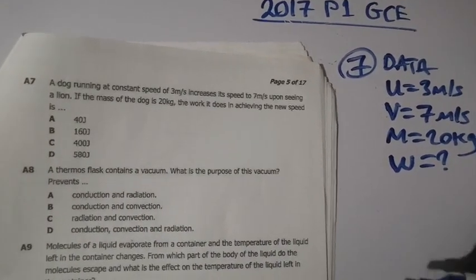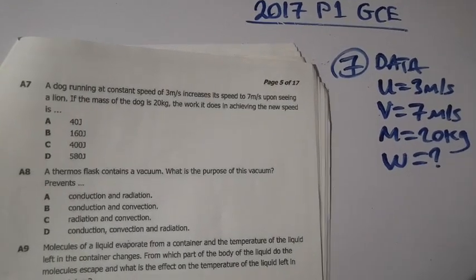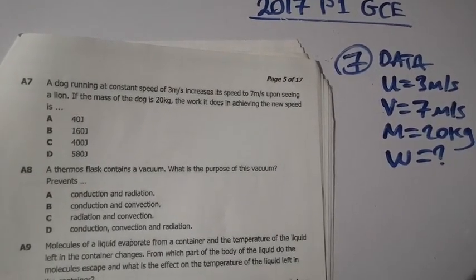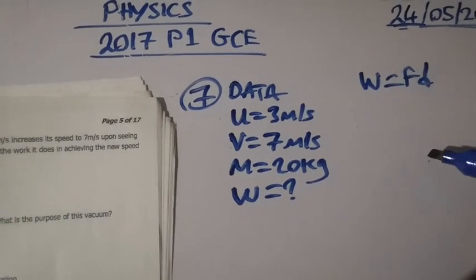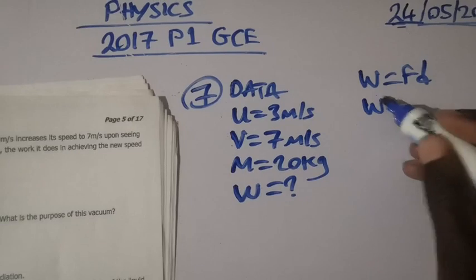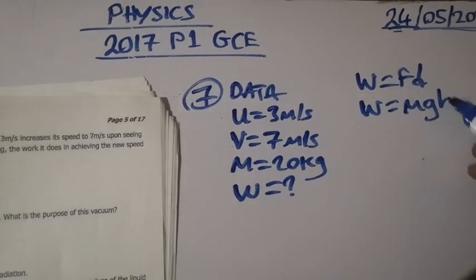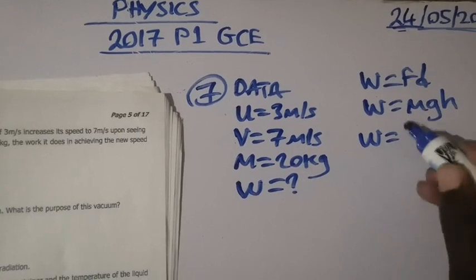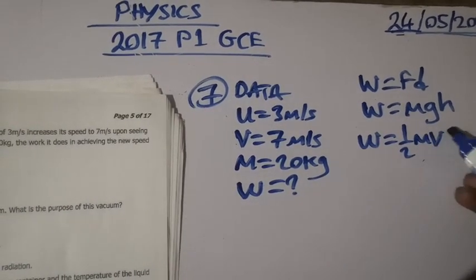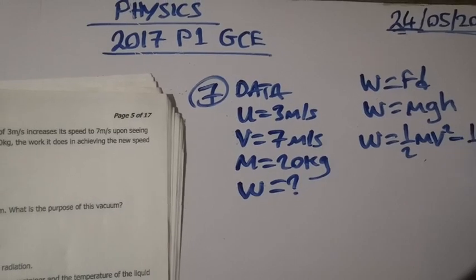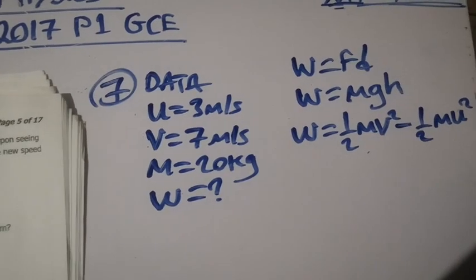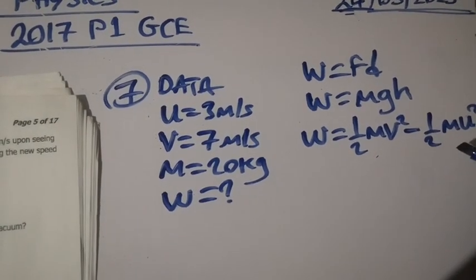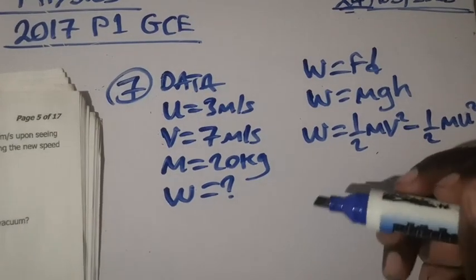work done. So work done is the product of force and its parallel distance. Work done is calculated by the following: force times distance, or work done equal to mass times gravity times height, or work done equal to half mv squared minus half mu squared. So now it is just a matter of checking what you have in the data.